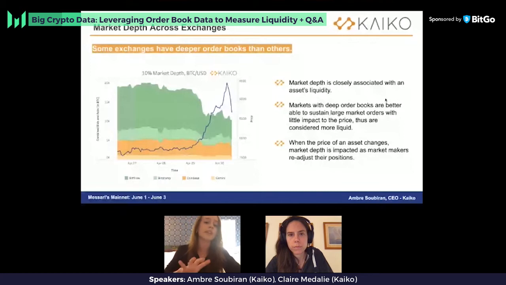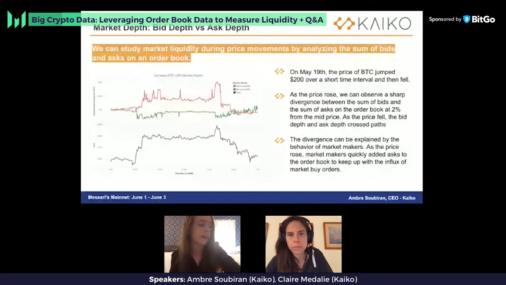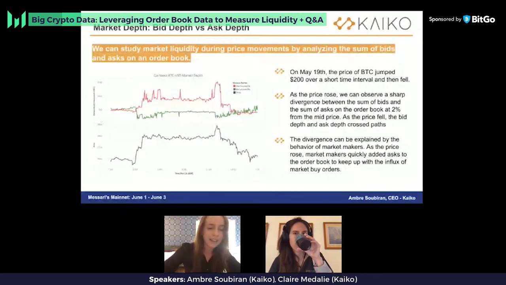So let's zoom in a little bit on market microstructure. Here I charted the bid depth and the ask depth of Coinbase BTC-USD. The red line is the ask depth, and the green line is the bid depth. Below we have the gray line, which is the price of Bitcoin. So we see some really interesting movements on this chart.